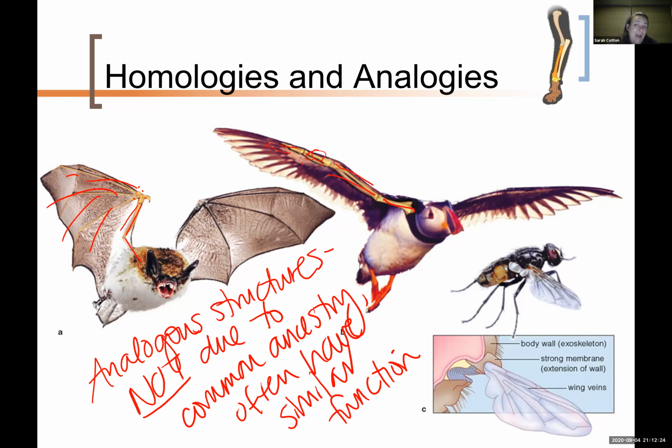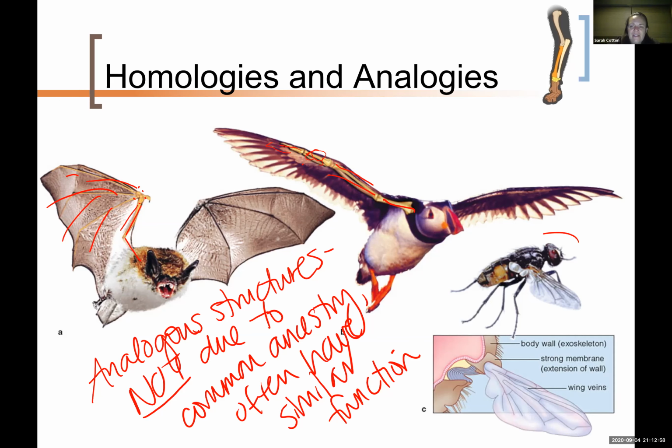So our bat wing and our puffin wing are both due to common ancestry. They're both made of bones and muscles and skin. Now, puffins also have feathers and other stuff, and the shapes of the bones are different, but it's ultimately the same architecture, right? Whereas our fly, those wings are made of something completely different. They are only made of exoskeleton. Exoskeleton isn't even a thing in the other animals, right? Flies don't have bones. Flies have muscles, kind of, but they're not the same as ours, right?